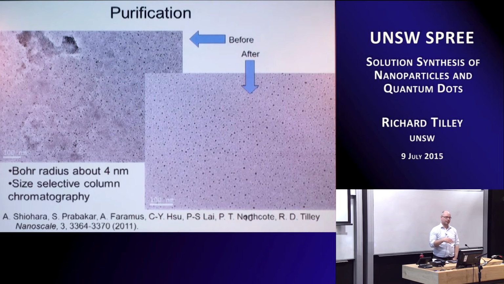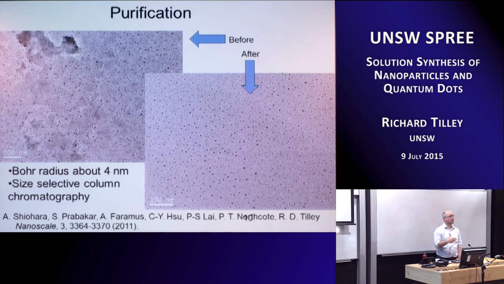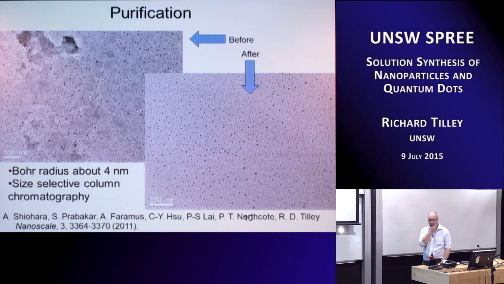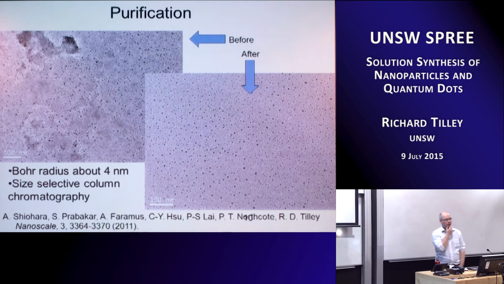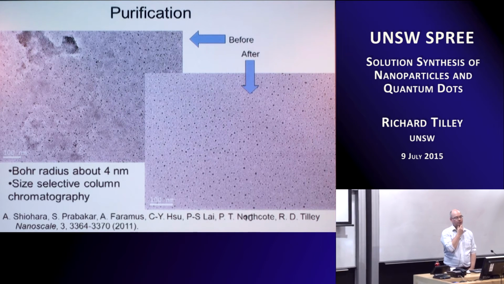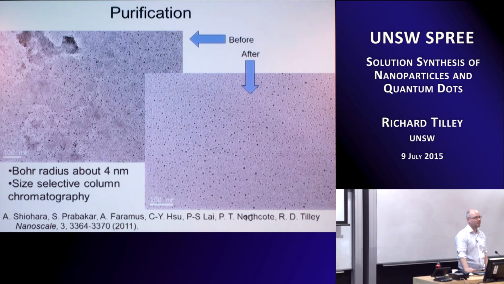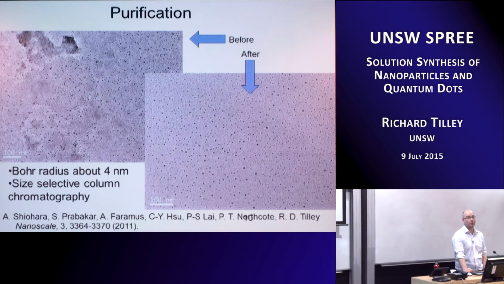So we spent quite a bit of time developing protocols for purifying and cleaning the dots. The most successful method we found was using column chromatography. If you're familiar with a chemistry lab, particularly the organometallic or organic chemists, they use these long columns which they put their chemicals down to do column chromatography and separate out the impurities.